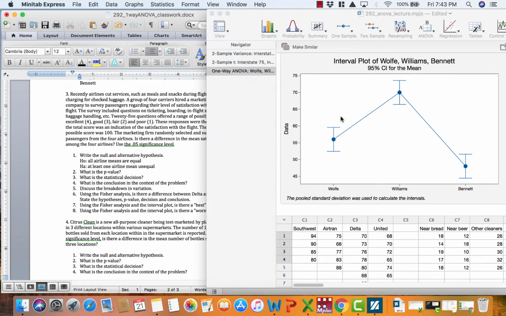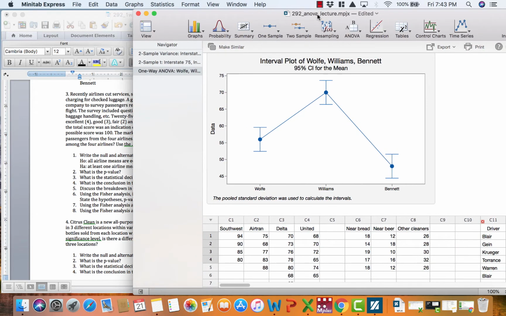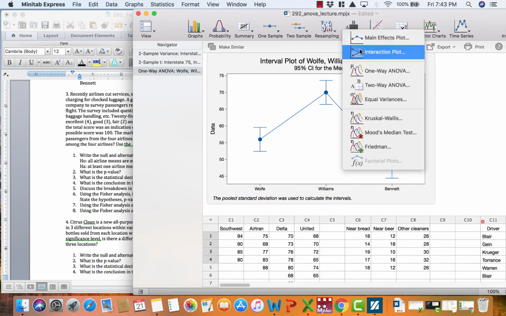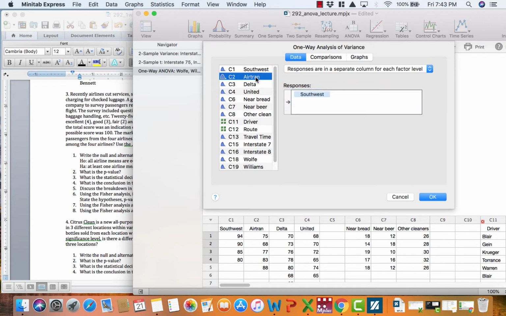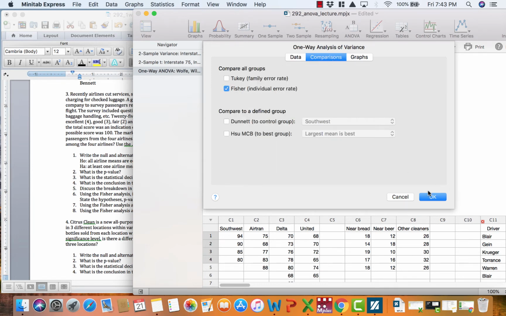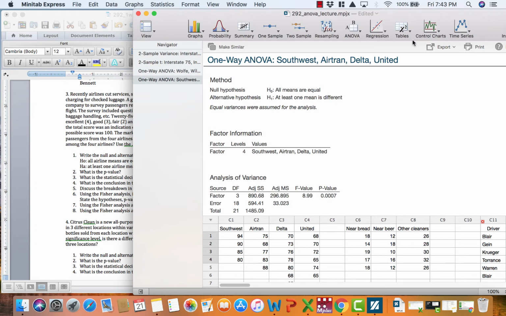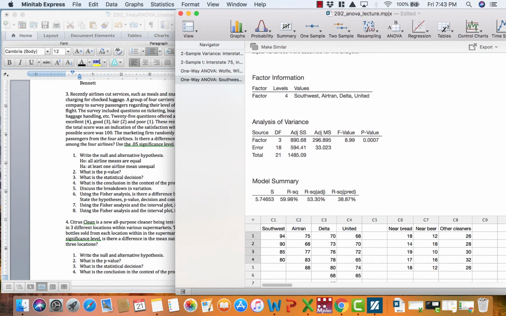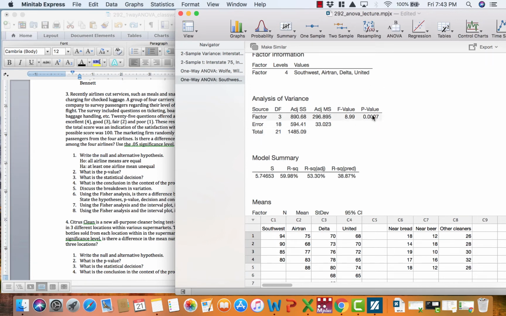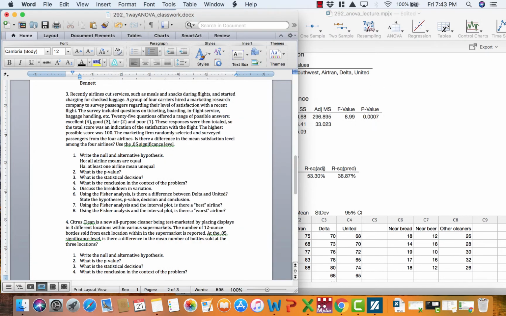All right, so we can go into Minitab now and run our test. We've got ANOVA, one-way ANOVA. Responses are in a separate column, as we see from C1 through C4. So we check Southwest, AirTran, Delta, United. We go under comparisons, check Fisher, and say OK. We see that the null and alternative match what we've written in our Word document. We scroll down to our ANOVA table to get our p-value for this test. Our p-value for this test is 0.0007.